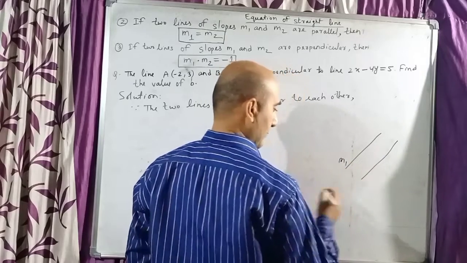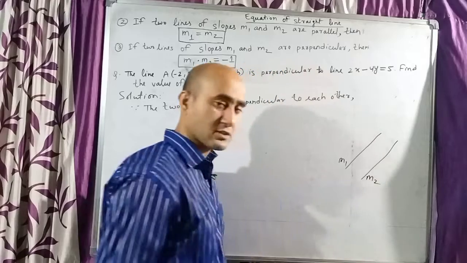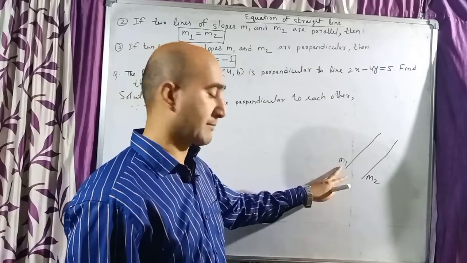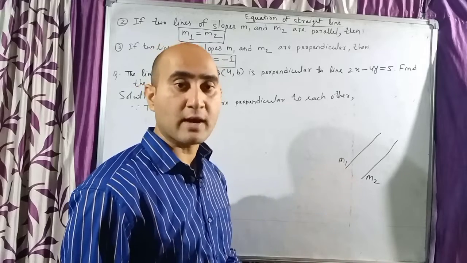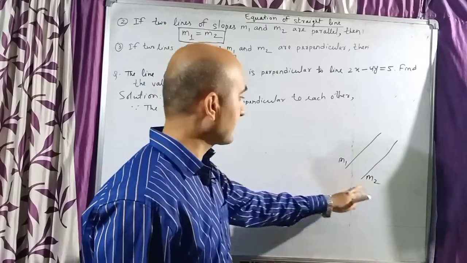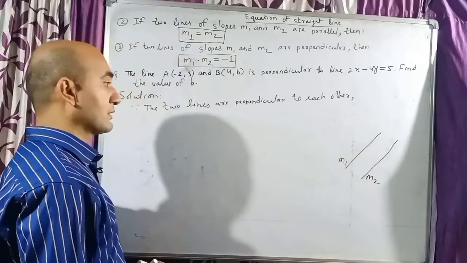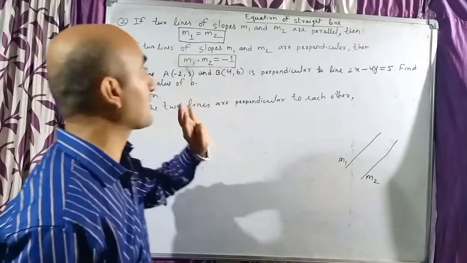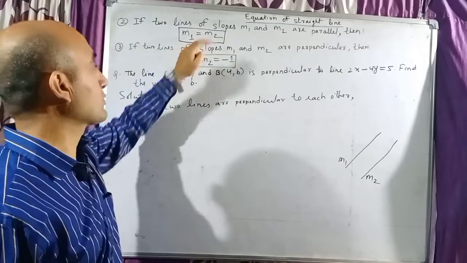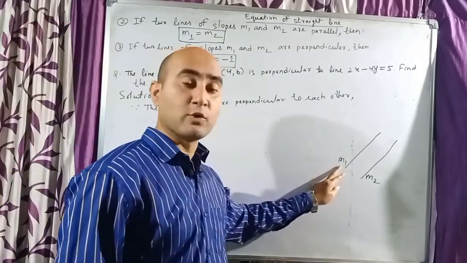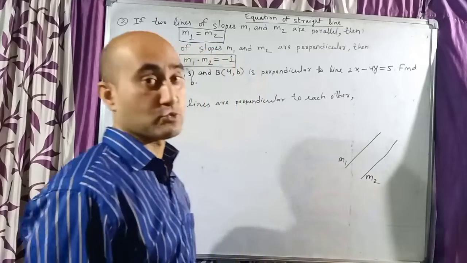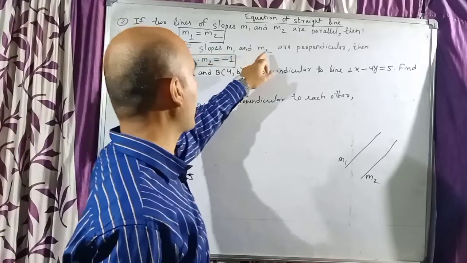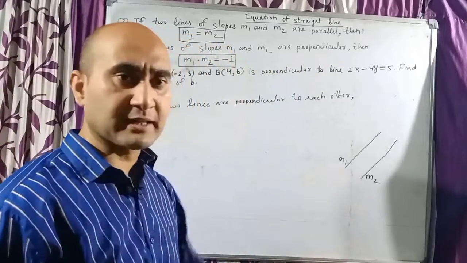Think it has slope m1 and it has slope m2. As we express the slope by the letter m, but there are two slopes, so I wrote m1 and m2. So if they are parallel to each other, then as per our formula, if these two lines having slope m1 and m2 are parallel, then m1 is equal to m2. That means whatever the value of m1, the same will be the value of m2. m1 equal to m2.